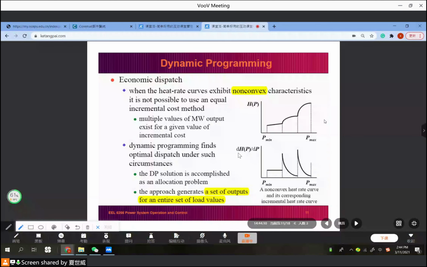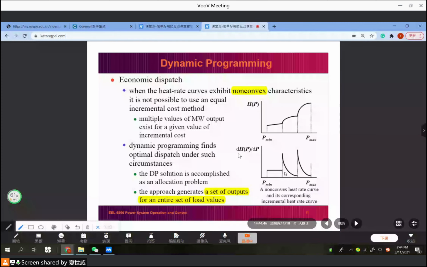Next, I will show you how to solve economic dispatch by dynamic programming. Economic dispatch, when the heat rate curve exhibits non-convex characteristic, it's not possible to use an equal incremental cost method to find the best solution. We will use dynamic programming for economic dispatch in such circumstances. For example, if you have an input-output curve like this, based on this, you can calculate the first order derivative of the input-output curve.